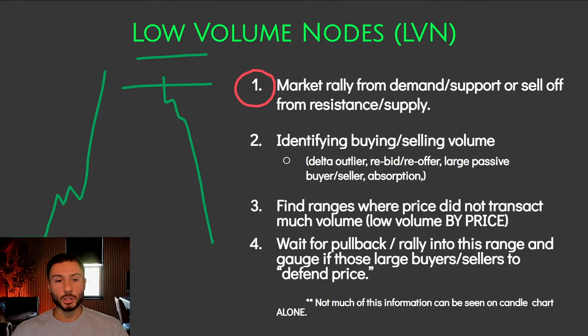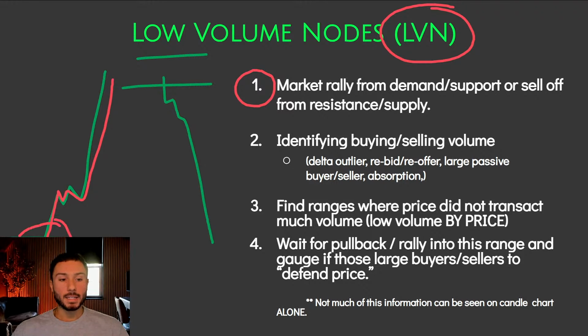It validates that strong buyers or strong sellers are present in the market before, let's just call it, a low volume node forms. So in this example, let's say we had this level of demand right here. The market does rally out of this level of demand. Why this is significant for me is because the bounce out of the level of demand validates that, number one, buyers are present in the market.